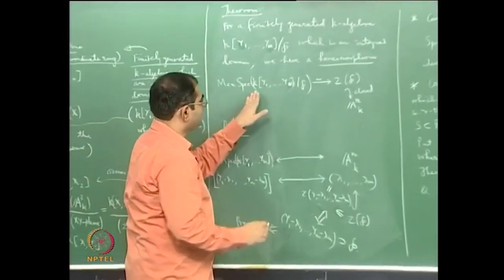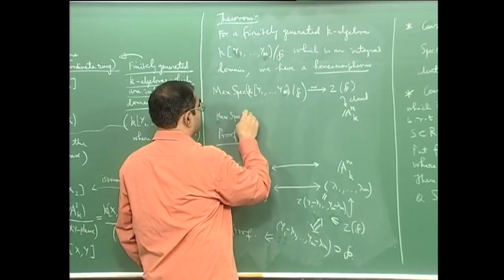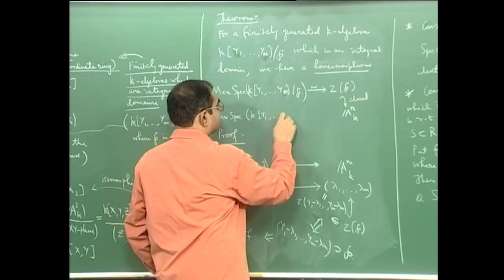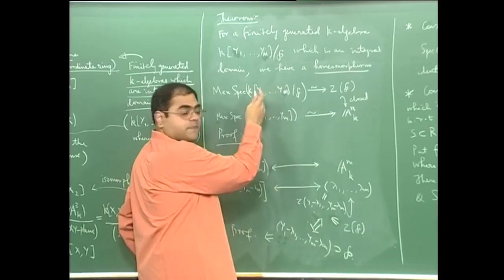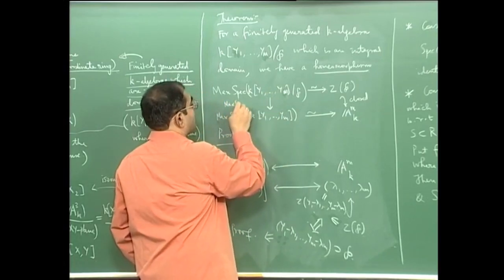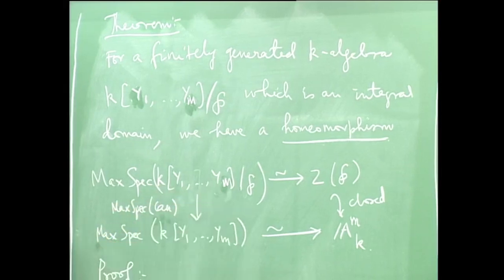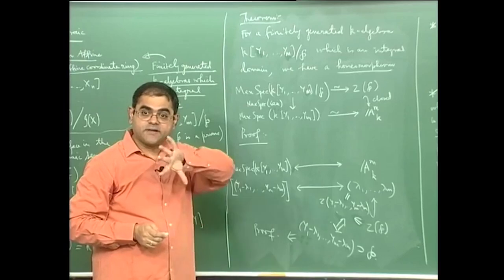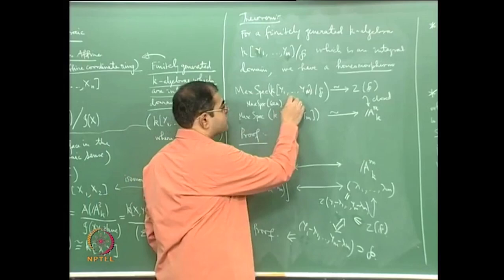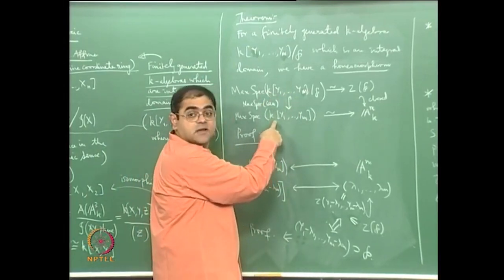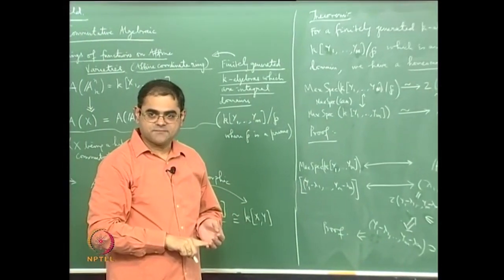If you want to complete this diagram, here I have max spec of k[y1, ..., ym], which is identified with A^m by the Nullstellensatz, and from this to this there is a quotient map, and the map in this direction is the max spec of the canonical quotient map. There is a canonical quotient map from k[y1, ..., ym] to its quotient by p. If you apply spec to that, the arrows get reversed. You get a map from max spec of the quotient to the max spec of the parent, and it is this map which is a closed immersion. Namely, it's an identification of this with a closed subset of this. That closed subset is this Z(P). This diagram commutes.